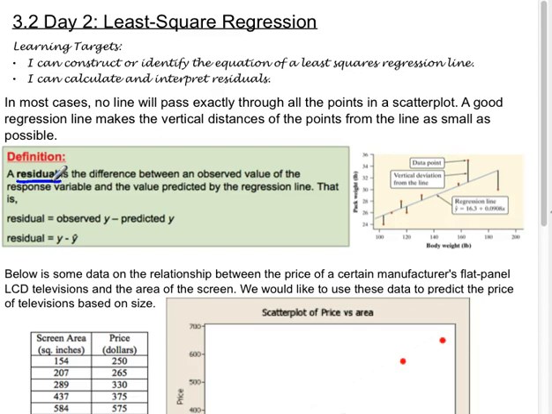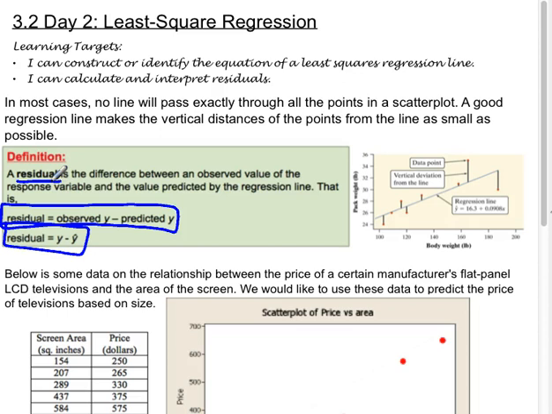Okay, so there's two ways to think about it. I always think residual, observed value minus predicted value, or observed y minus predicted y, using symbols. And this, unfortunately, is one of those things that is not going to be on the formula sheet. So this is something you're going to have to memorize and just be accustomed to doing.